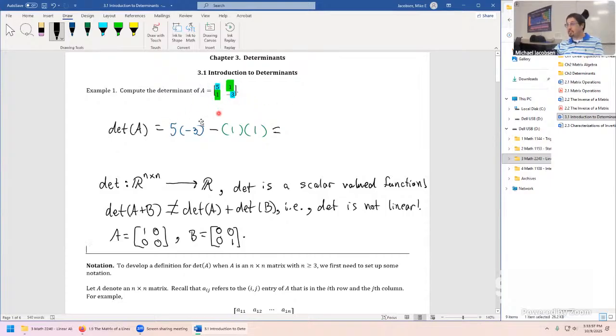But for 2 by 2, this is all we do. 5 by 3 is 15, minus 1, so we get negative 16. And that's the first part of the definition, knowing how to compute a 2 by 2. Now we're going to up the size to 3 by 3 and see different methods for 3 by 3s as well. Any questions at the moment with just the initial topic?